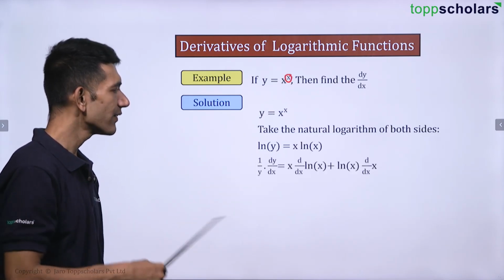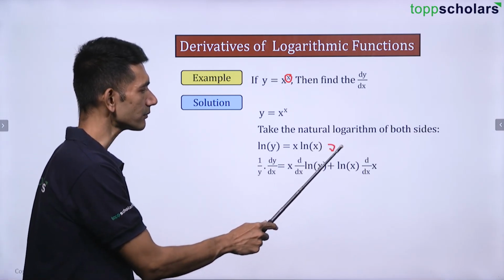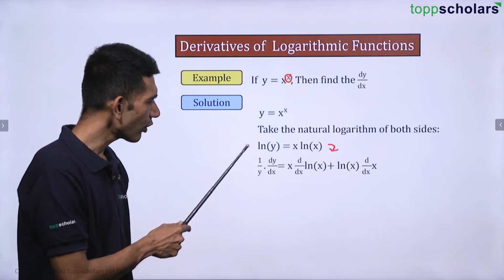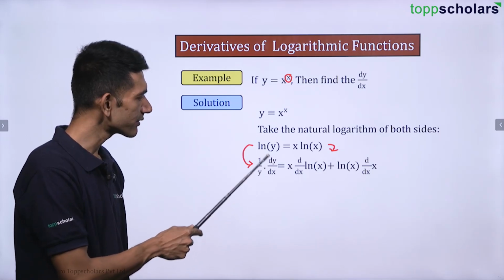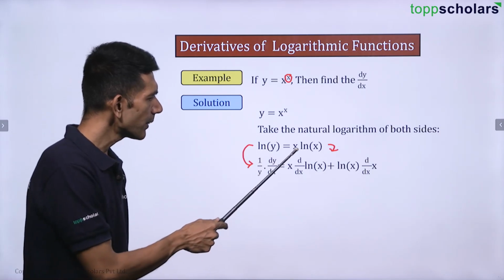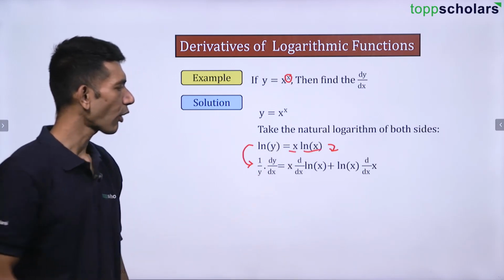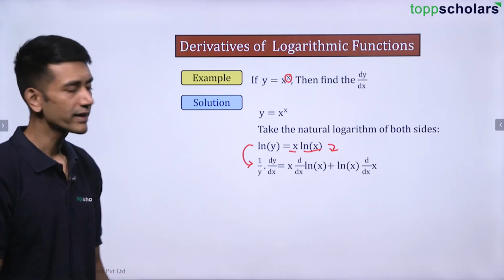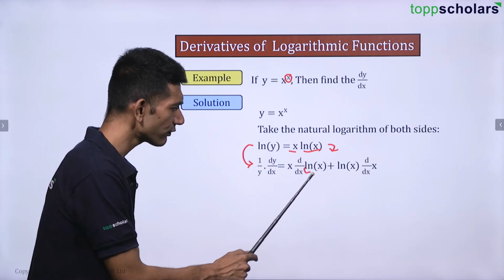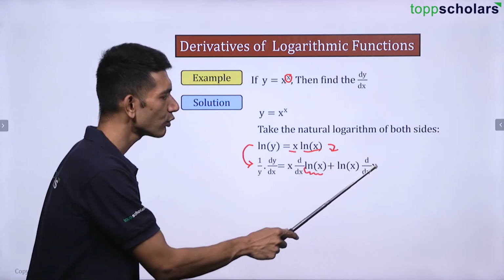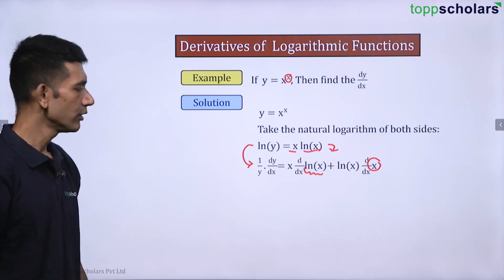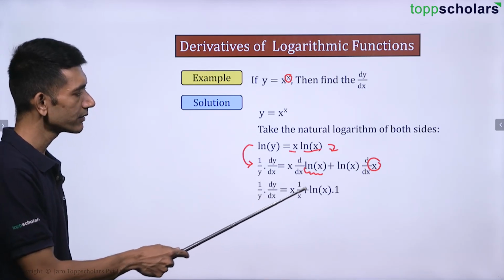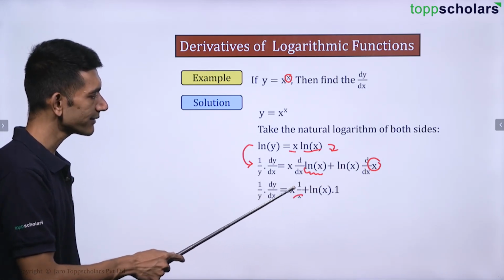Now we can differentiate on both the sides with respect to x. Derivative of log y is 1 by y, and with respect to x, derivative of y is dy by dx. Then this is like your product rule, x multiplied by log x. So x, derivative of log x, plus log x, derivative of x. You know the derivative of log x, right? It is 1 by x. You also know the derivative of x, right? It is 1. So further, 1 by y dy by dx will be equal to x times 1 by x plus log x times 1. So x and x will get cancelled.